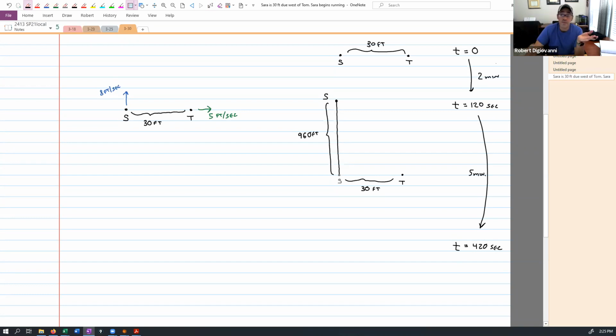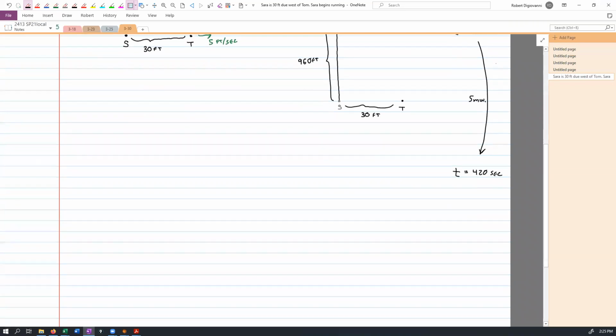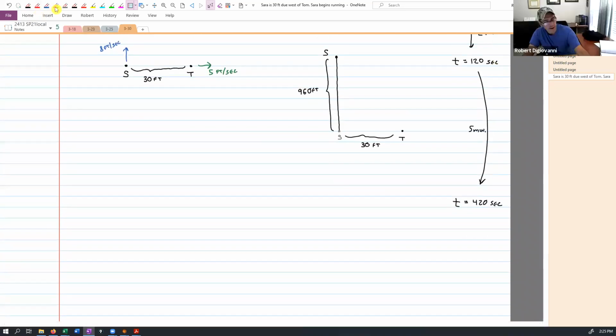Can you already see that this problem is way different than any problem we've done? It's not just like given one equation, differentiate. I'm having to actually draw pictures to help myself understand what's going on. So here's where we are now. We have where Sarah started, where Tom started.